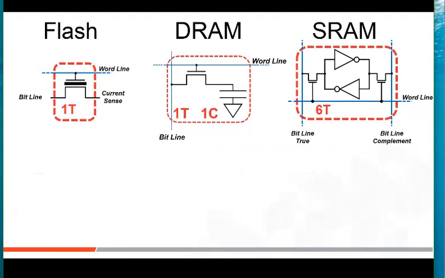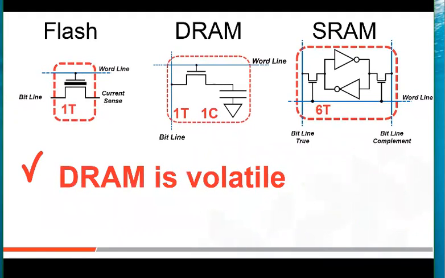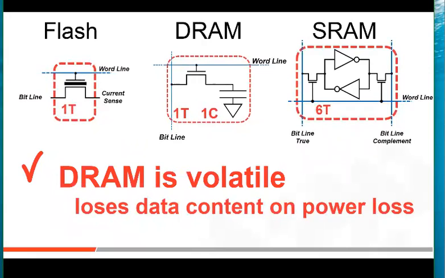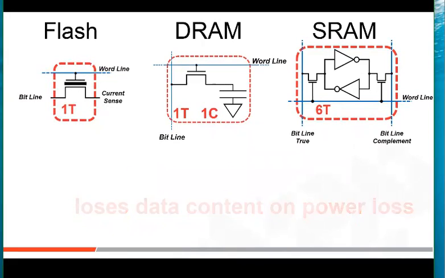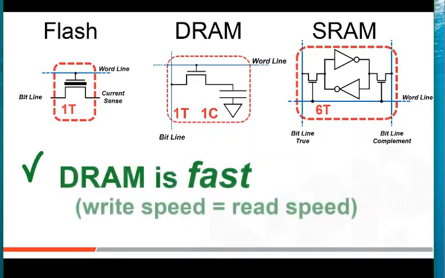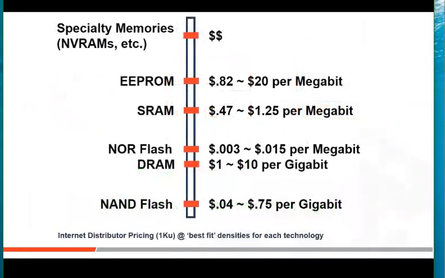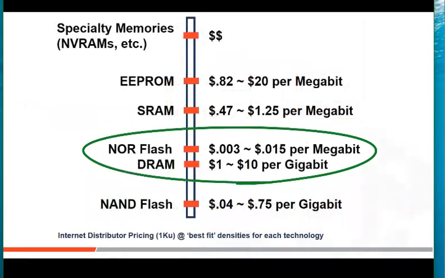Unlike flash but like SRAM, it is volatile, which means it loses its data content on a power loss to the IC. But also unlike flash, but again like SRAM, it is very fast and has symmetrical read and write speeds. Here's where it sits on the price: it's well cheaper than SRAM.